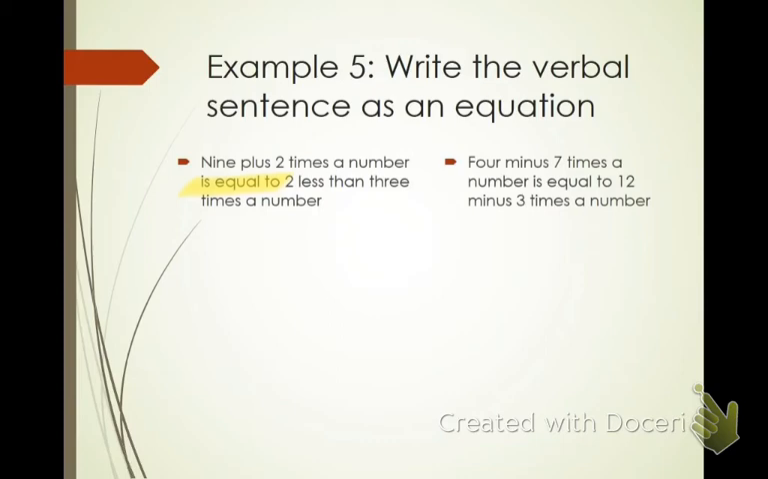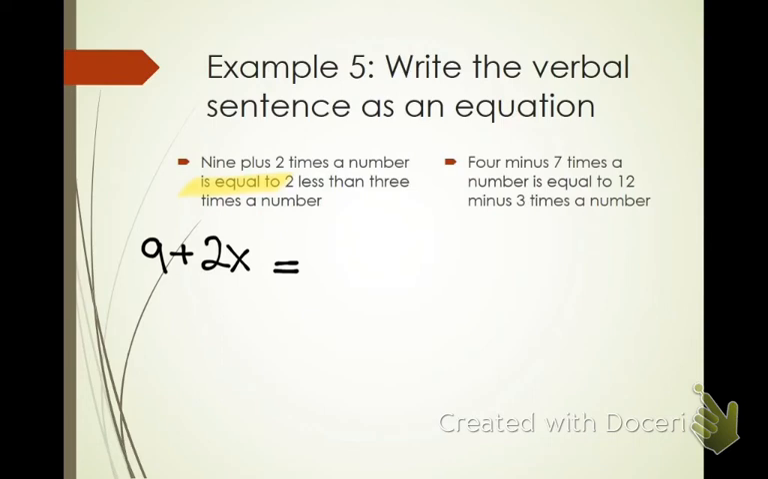You see that? And write your equal sign on your paper. That just divided your sentence into 2 parts. Everything before the words equal to goes on the left side, and everything after goes on the right side of the equal sign. So now, how could I write 9 plus 2 times a number? 9 plus 2 times a number, Amy? 9 plus 2x.